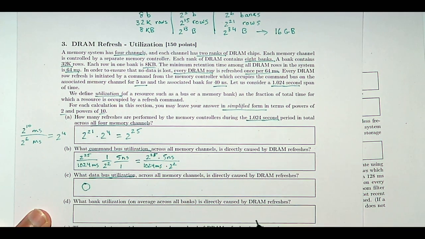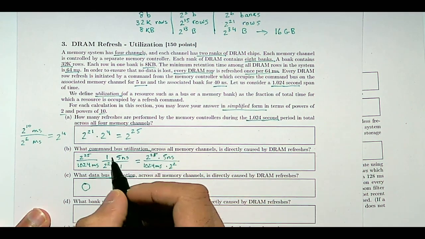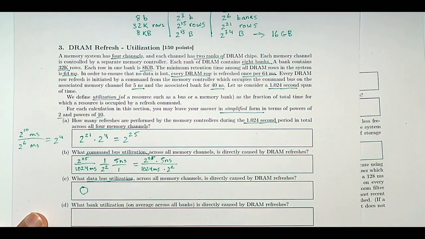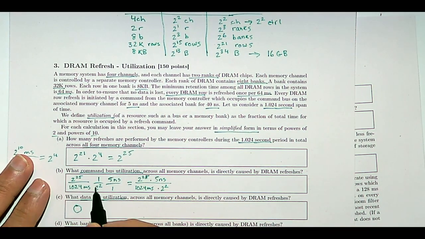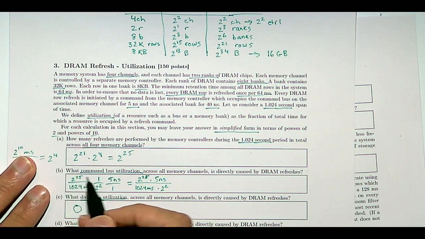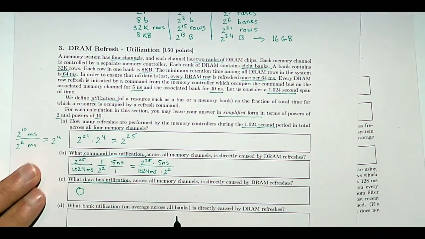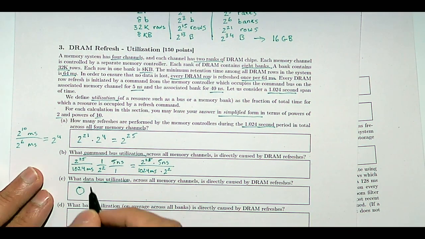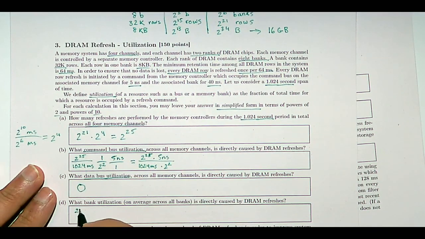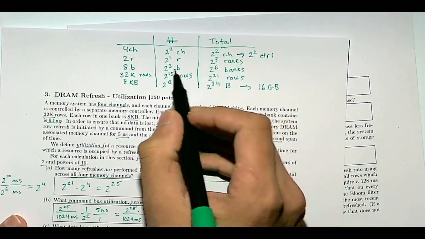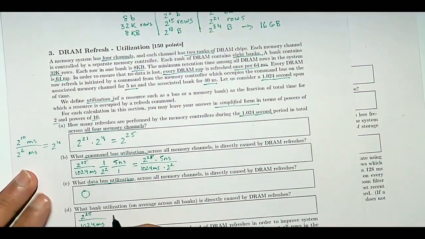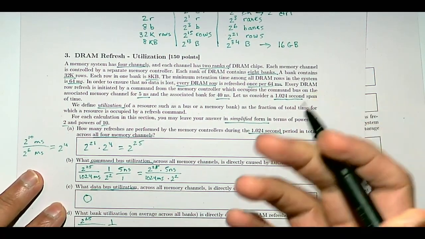So how we approach this part of the question is very similar to part B, right? Where we asked about the command bus utilization. Except here, we had 4 different memory channels, and so we were trying to figure out the number of refreshes per channel, right? And here, if we're asking about banks, we want to figure out the number of refreshes per bank, right? And so we can start off with our same ratio because this is what's happening in the system. So we have 2 to the 25 refreshes per 1024 milliseconds. And so if we're asking about per bank, here we figured out that there are 2 to the 6 banks in the entire system, right? So we want to divide this number by 2 to the 6. And so this is the number of refreshes that go to a particular bank in this time period.